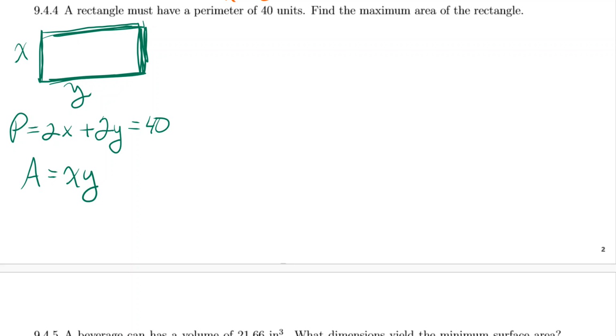Good times. So to make my Lagrangian, I'm going to have x times y minus lambda times my limiting perimeter, 2x plus 2y minus 40. Which I could have probably reduced, but too late now.